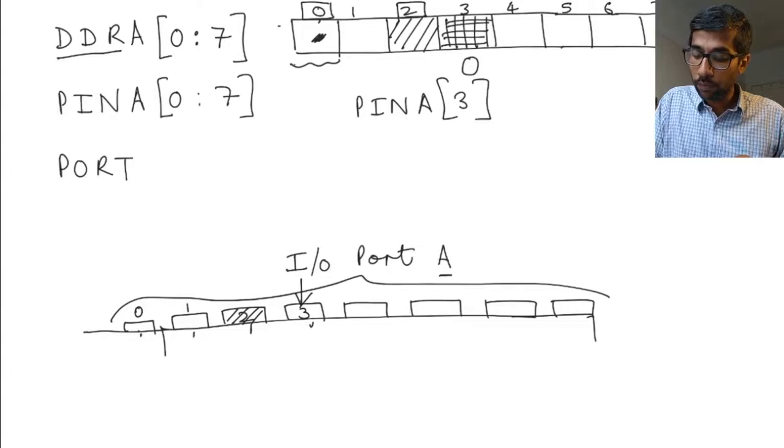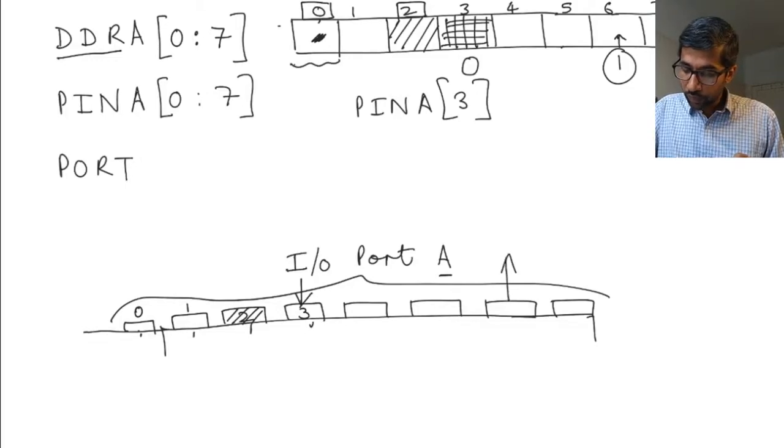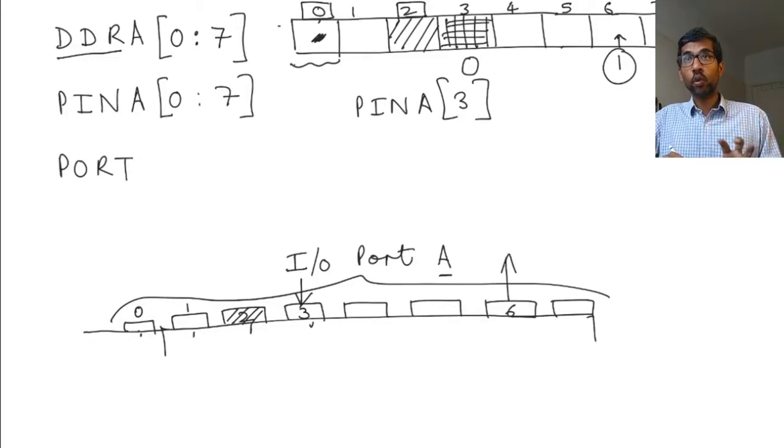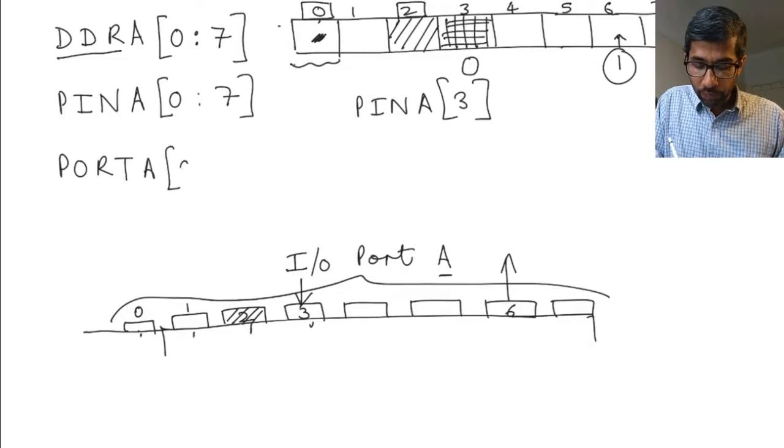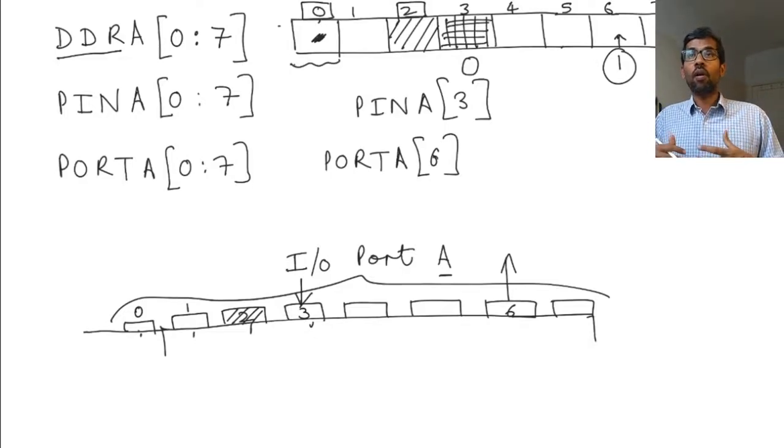Now let's say you set pin 6 as an output. So you put a value of 1 at this place in DDR6. Which pin has been set as an output? It is this pin. This is pin 6 of input output port A, and it has been set as an output. So where is the data that is going to be sent through pin 6? The data is at port A, which is again an 8-bit register, and it is going to be in the 6th place in port A. So port A6 will have the data that is going to be sent out of pin 6.